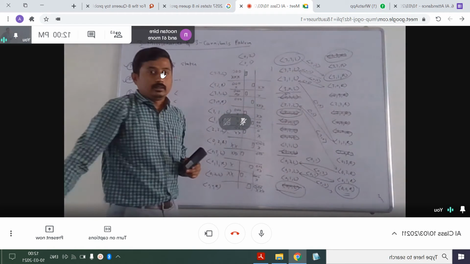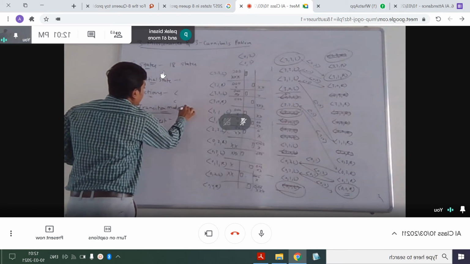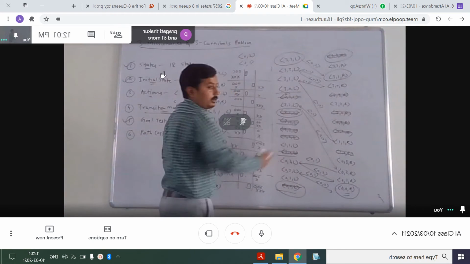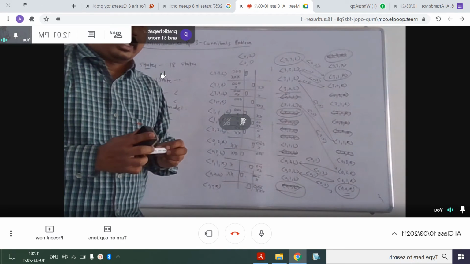This is my transition diagram and transition model. The transition model will be governed by this transition diagram. Did you get this transition diagram?